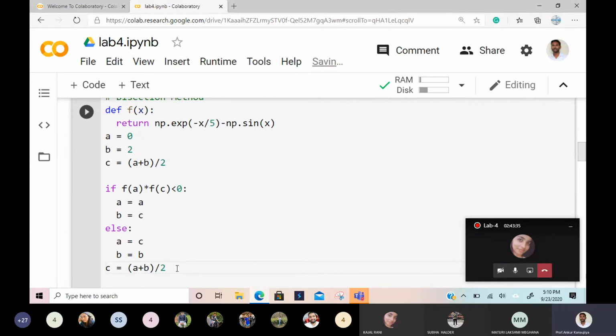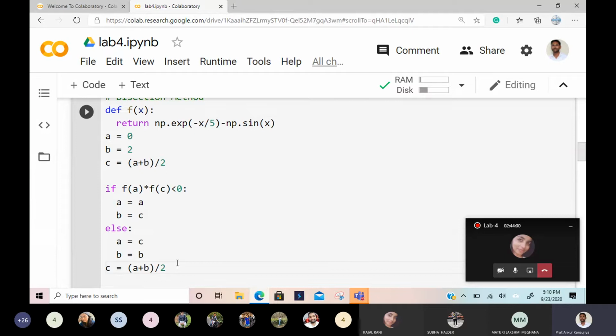This is the only one step I wrote. I took the interval, divided by 2, that means half. Then based on this condition, I change the interval. It becomes AC under the condition, otherwise it will become CB. Right? Then again, I found the midpoint. Up to this, I hope no doubt. So this is one step.